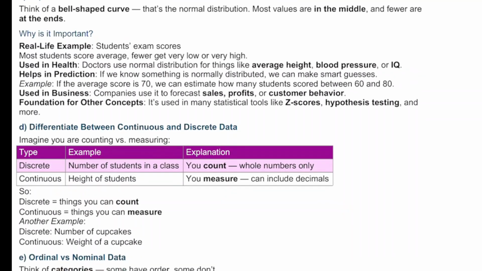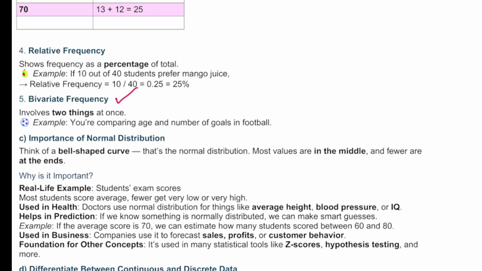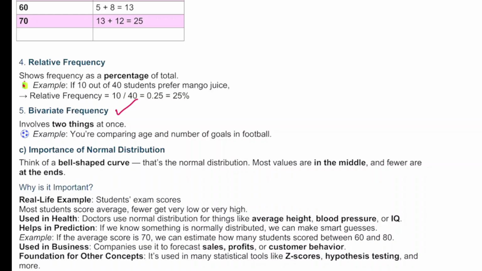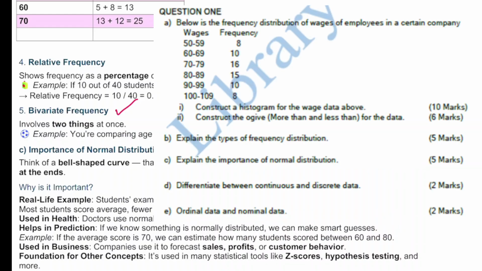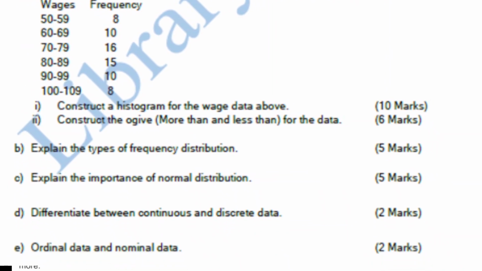The other one, I will leave this to Rahma if she's hearing me. Differentiate between continuous and discrete data. So Rahma, maybe you can try.